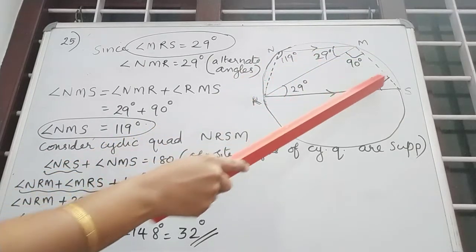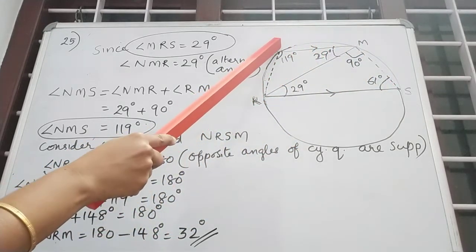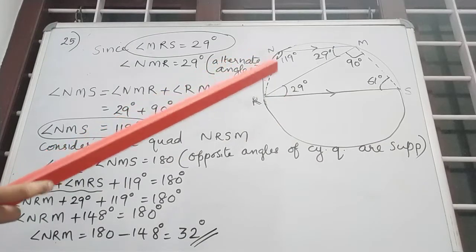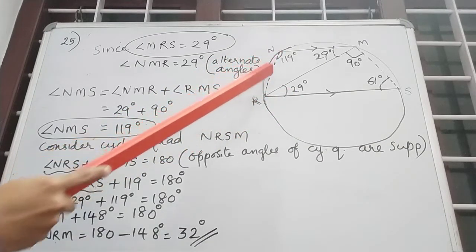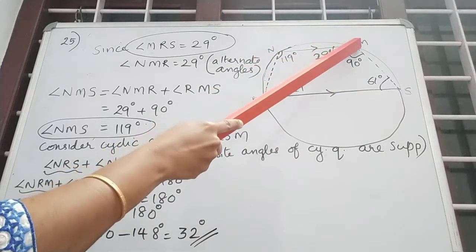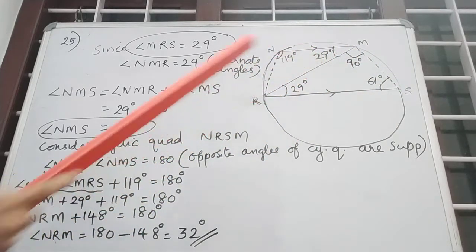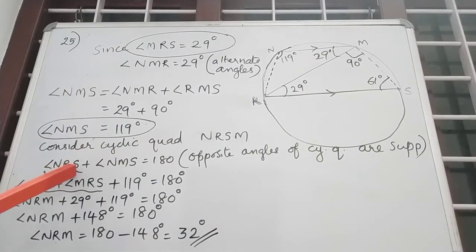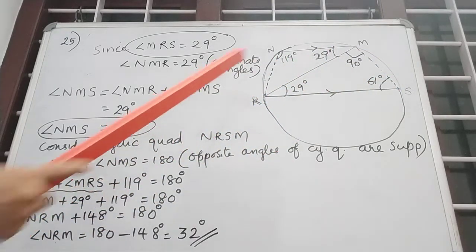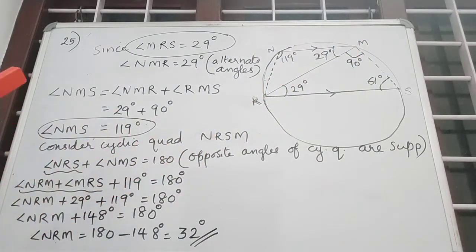So we have all these angles. How can we find this one? For that, consider the cyclic quadrilateral NRSM. Opposite angles of a cyclic quadrilateral are supplementary. So how can we write it? Angle NRS plus NMS, the sum of these two angles will be 180 degree.